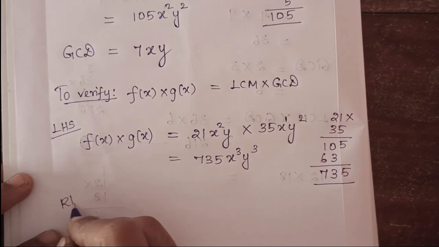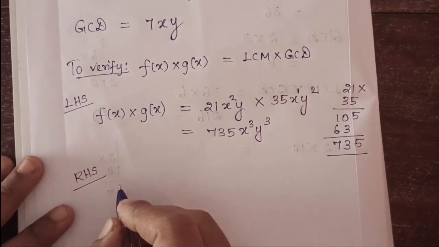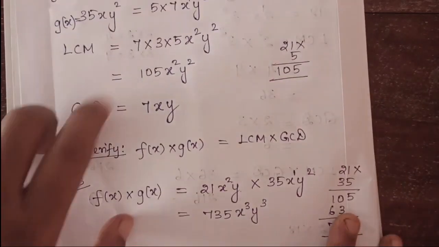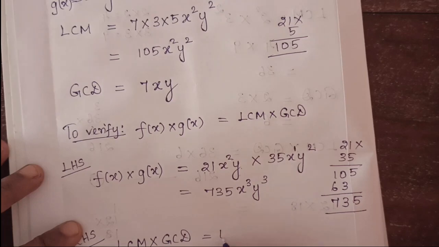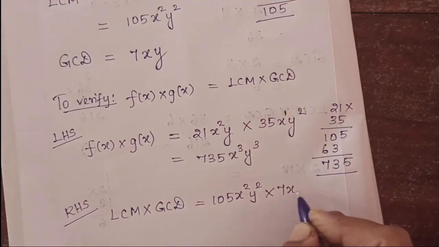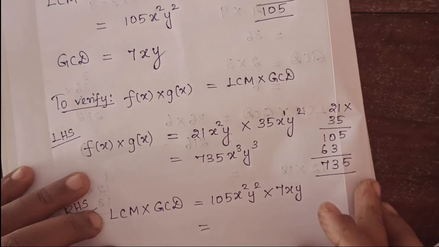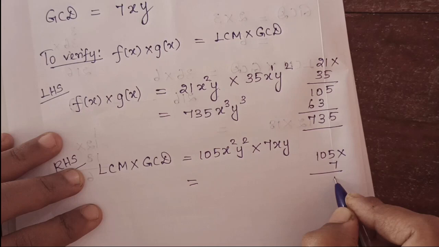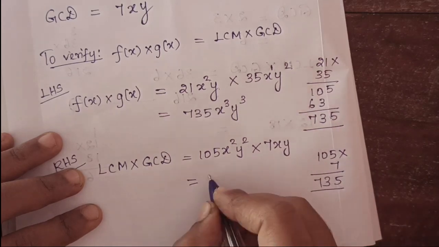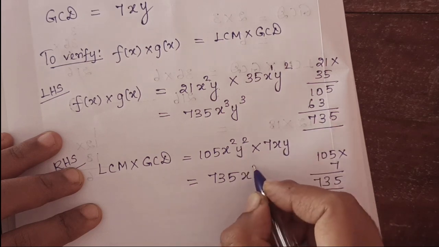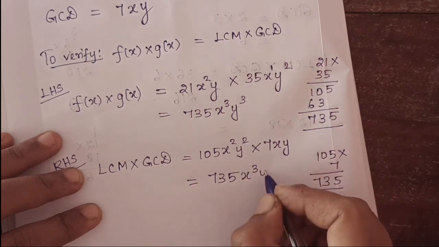Then check the right hand side. Right hand side, that means LCM into GCD. What is the LCM we found? 105 x square y square. So 105 x square y square into GCD, 7xy. Shall we multiply this? 105 into 7. 7 5s are 35. And here 3 balance, here 735. So 735. Here x square x, while multiplying x cube. And y square into y cube.